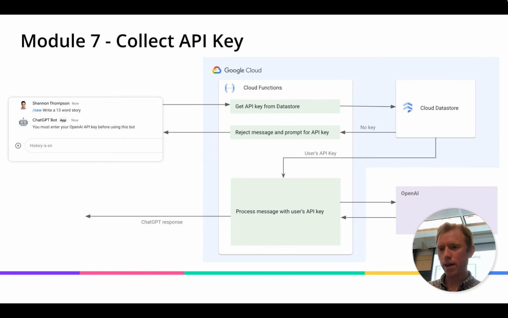If a person new to the bot tries to use it, then it's going to check the data store. Is there an API key in there? If there is no key, then it's going to send this rejection message. You got to enter your OpenAI API key. And then if it does find it, then it will process the message as normal.